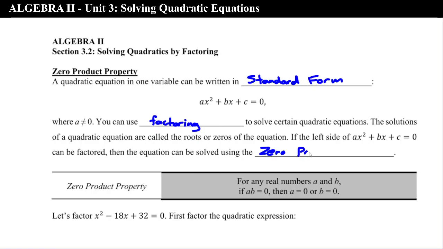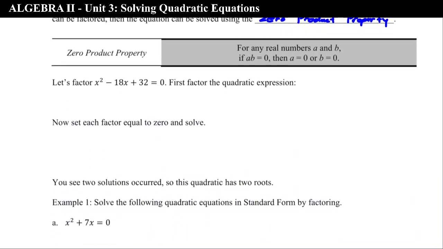The zero product property. And what this property really says is for any real numbers a and b, if a times b equals 0, then a equals 0 or b equals 0, or really both of them could be 0, okay? But at least one of those two terms being multiplied together has to be 0 for it to be true, okay?